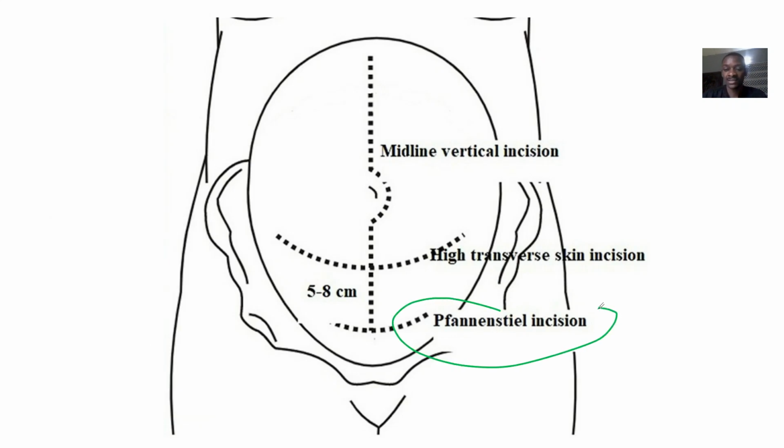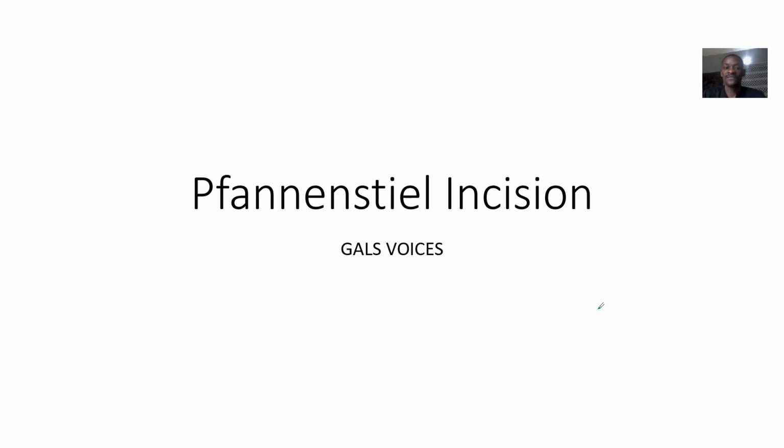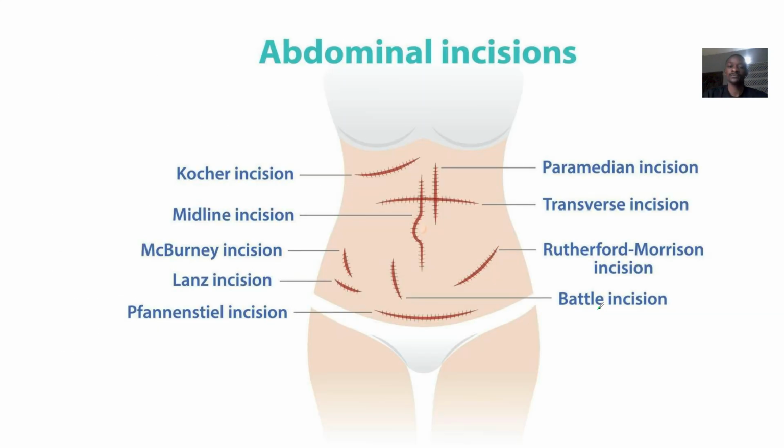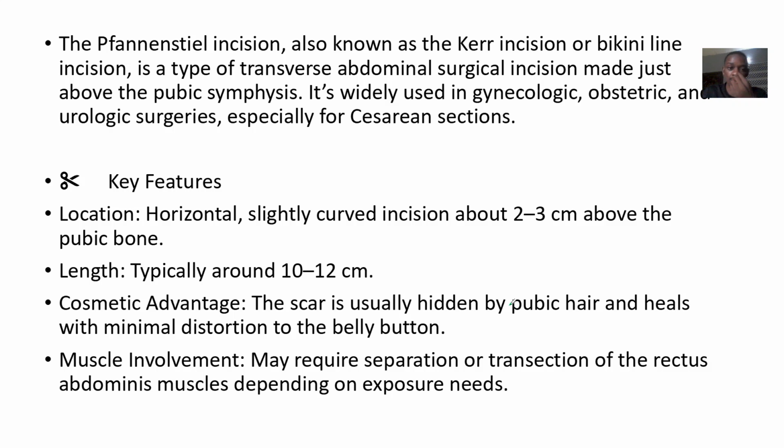Pfannenstiel, all right. The P is silent, okay. Pfannenstiel incision. If you look at several incisions here, you see the Pfannenstiel incision is the most commonly done for cesarean section, where they just cut the woman down here. And note that the cutting is not straight, they kind of curve it. There's a reason why they curve it. Do you understand? We'll talk about all of that.